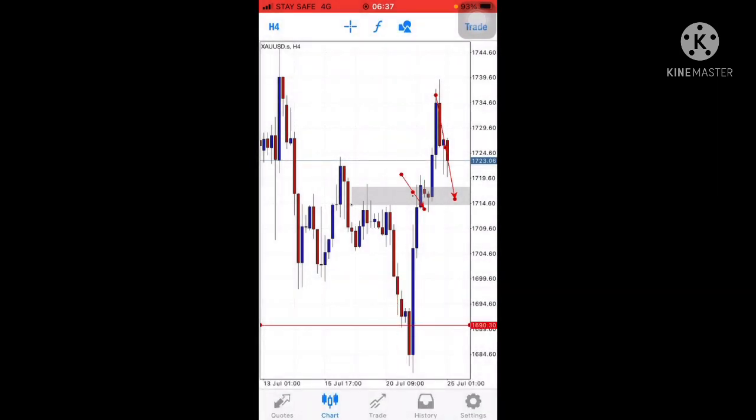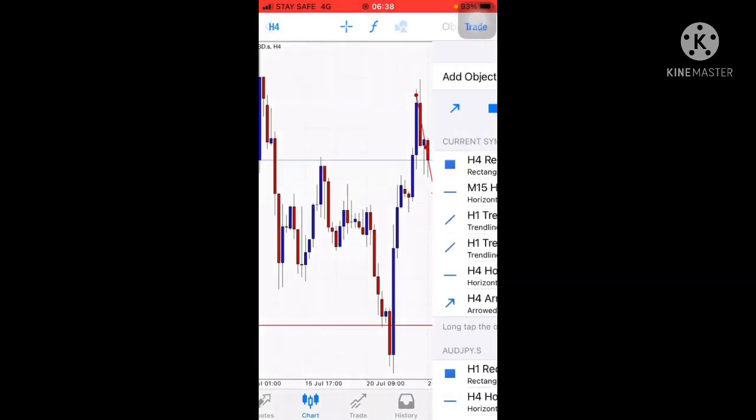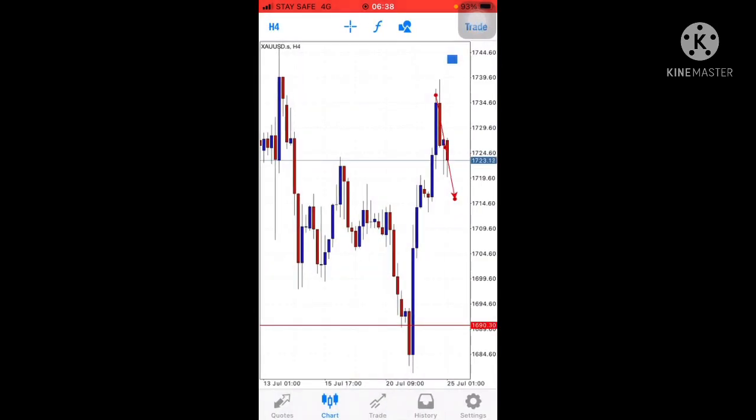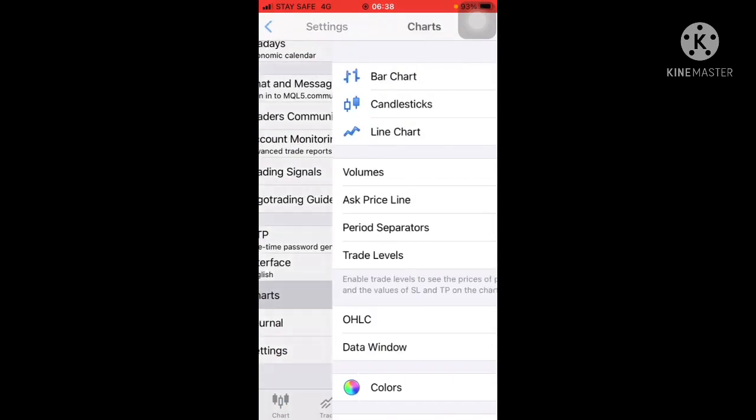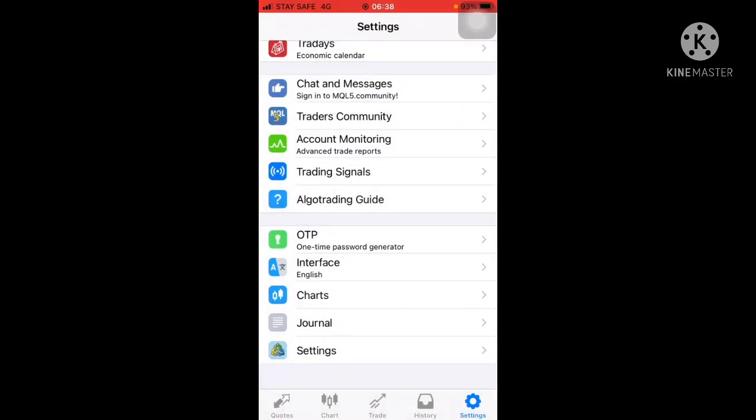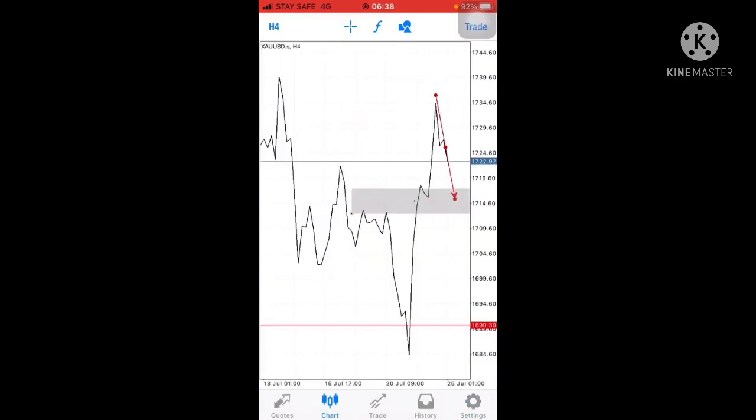I am focusing on this area. Price is going to retest. I am marking it and showing you this area. And you can see I am going to the line chart now. If you can't see the chart clearly, you can move to the line chart.